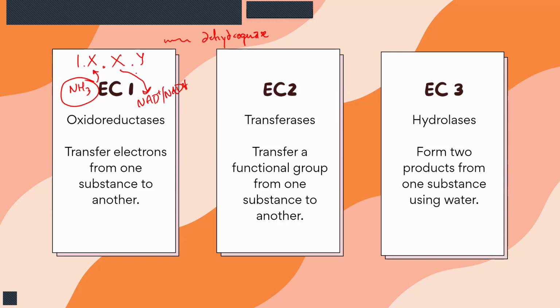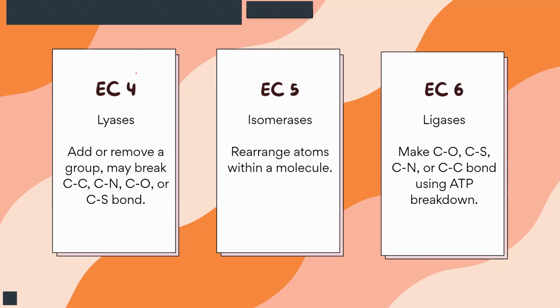Now, I mentioned previously that I want you to know oxidoreductases, transferases, and hydrolases are 1, 2, and 3 respectively. Lyases, isomerases, and ligases are 4, 5, and 6 respectively. Lyases add or remove a group. They may break a carbon-carbon, carbon-nitrogen, carbon-oxygen, or carbon-sulfur bond. Isomerases rearrange the atoms. And last but not least, ligases make C-O, C-S, C-N, or C-C bonds using ATP. This is a little bit more refined definition of what we talked about with respect to ligases.